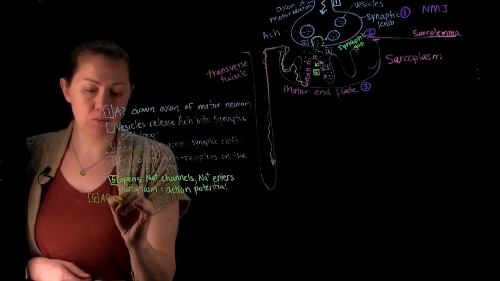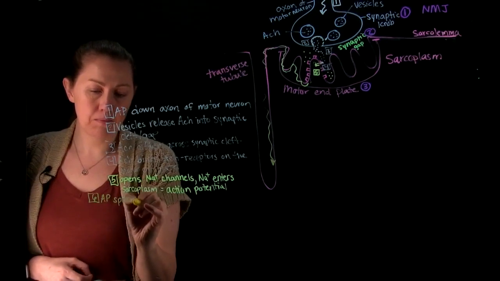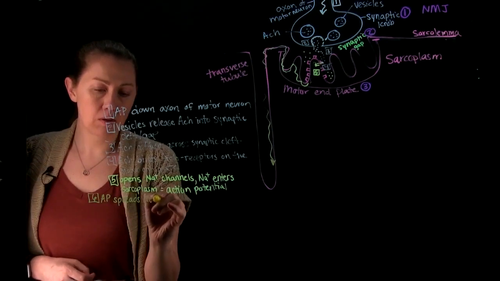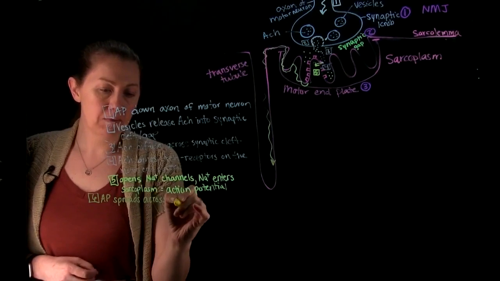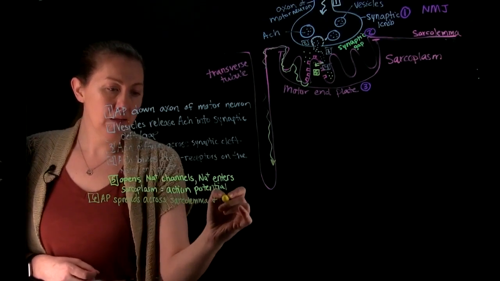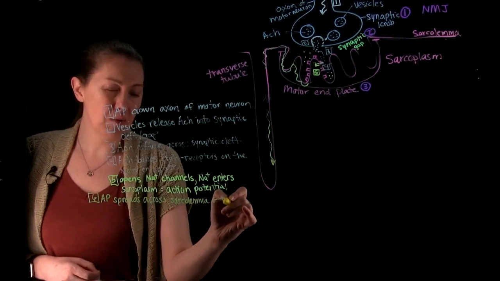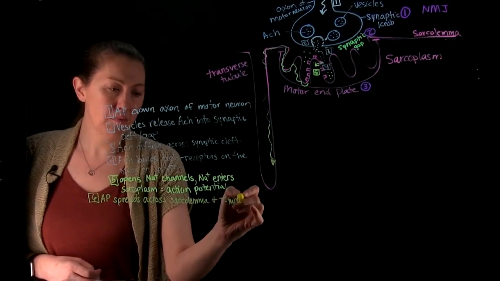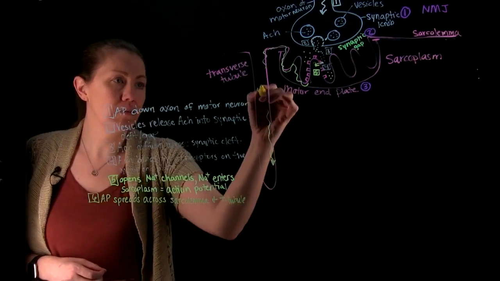So now the action potential spreads across the sarcolemma and transverse tubule. We can call it T-tubule. So that's what our 6 is.